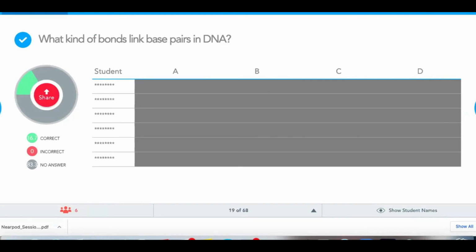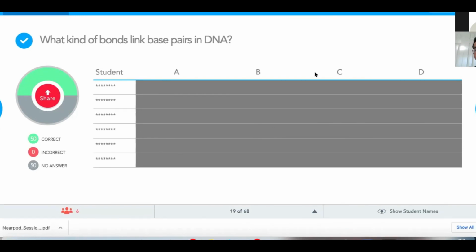But before we get into that, let's take a quick look at one of the questions. What kind of bonds link base pairs in DNA? The clue here is the 3 dots, if you remember from one of the images that we just saw. So if you remember what those 3 dots look like in your reference material, you would be able to answer this question correctly. That says hydrogen bonds, that is the correct answer.